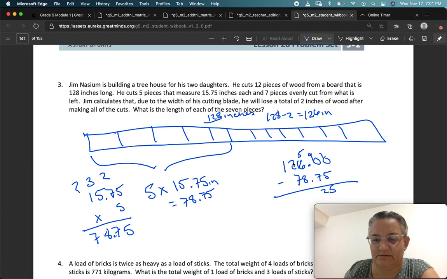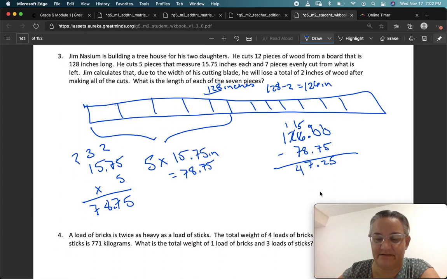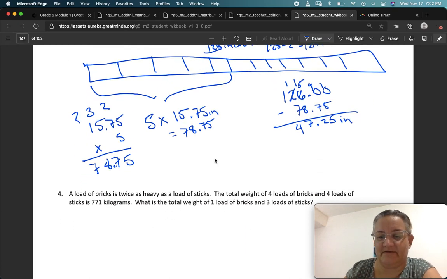Five, 2, and then this is going to be a 1, and I'm going to turn that into a 1, 7, and 4. Okay, so I have 47 and 25.25 inches left. And now I have to divide this number by 7. Okay, 1, 2, 3, 4, 5, 6, 7. It's kind of a complicated one.